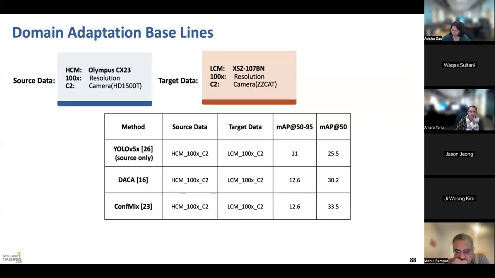generate the baseline results for the domain adaptation for the leukemia. So these are some of the baseline results. We didn't contribute some method here. This is just the standard baselines. We run two baseline methods to see how they are performing.